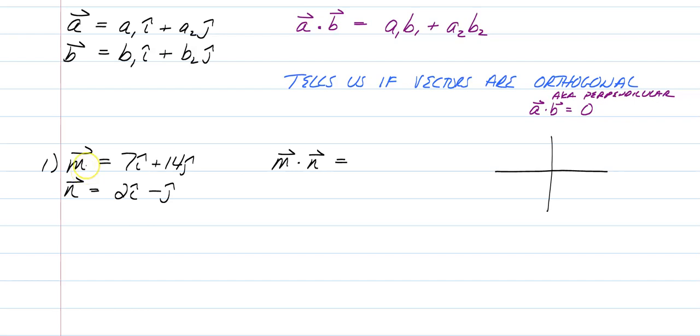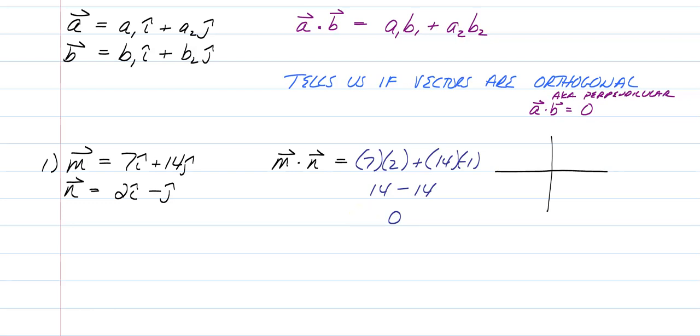If we were to take the dot product of m and n, we're going to multiply our i components, so 7 times 2, and add that to the multiplication of our j components. So that would be 14 and a negative 14. That would give us 14 minus 14, which gives us 0. So hooray, we know these things are orthogonal.